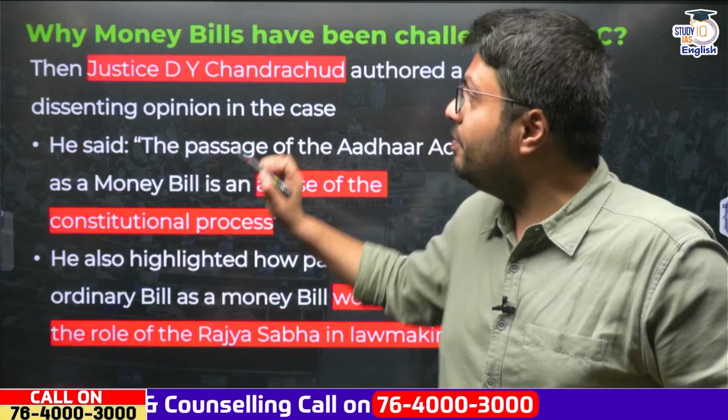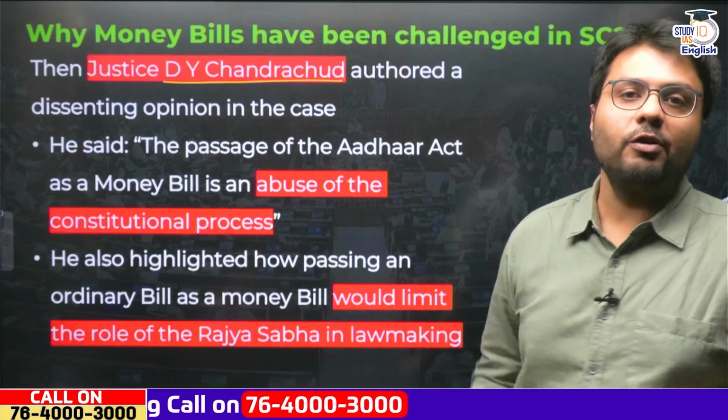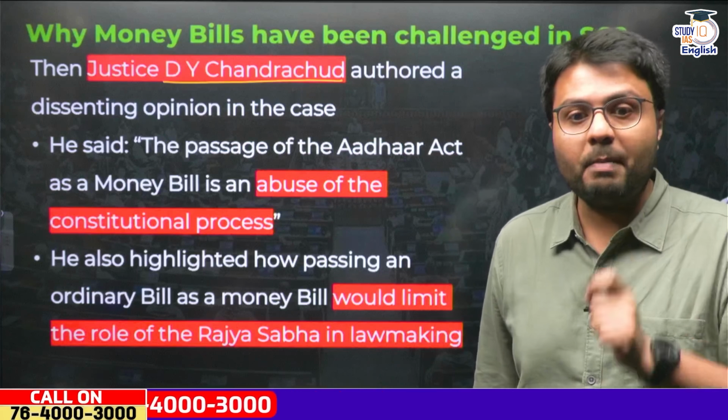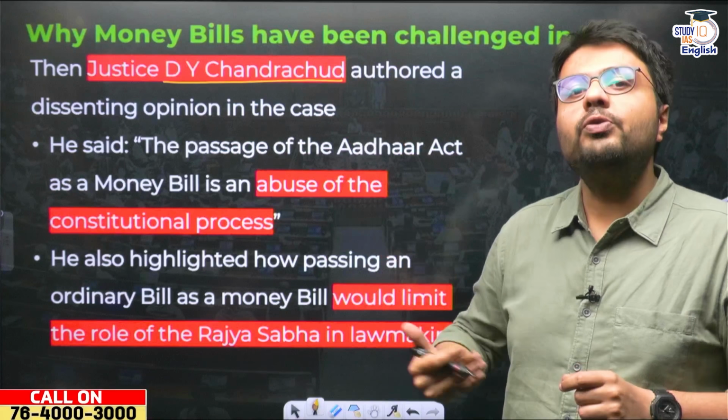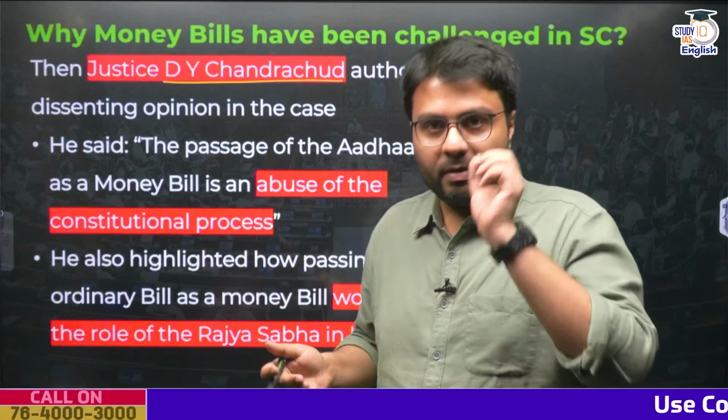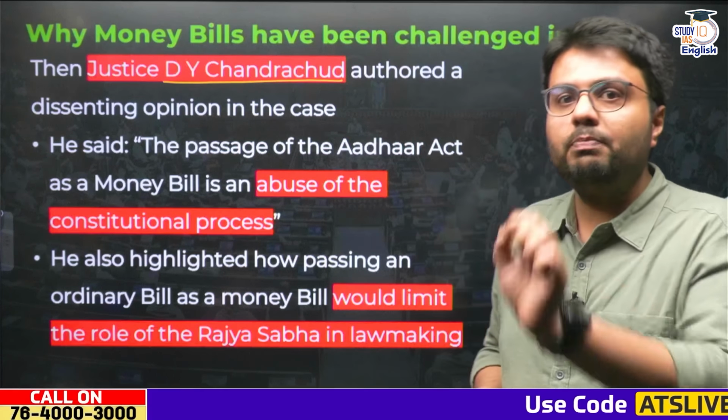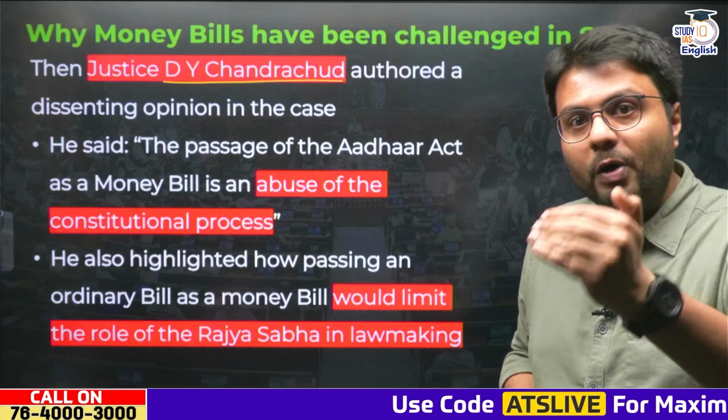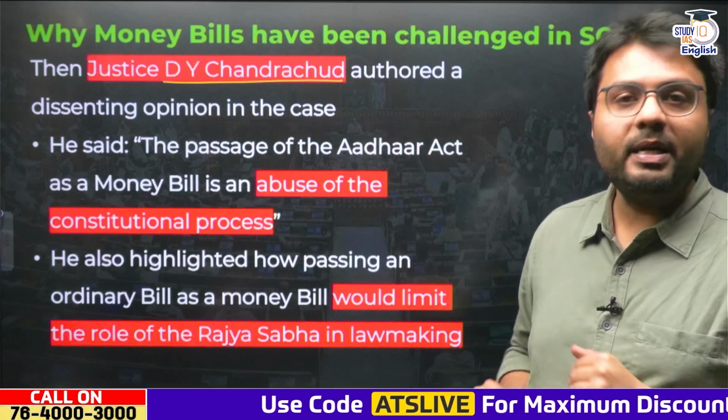But here the minority or dissenting opinion of then Justice, who later became Chief Justice of India, D.Y. Chandrachud, became important. Justice D.Y. Chandrachud actually gave a dissenting opinion. That means he felt that this bill was unconstitutional in nature. What was the reason given by him? Let us try to understand this.